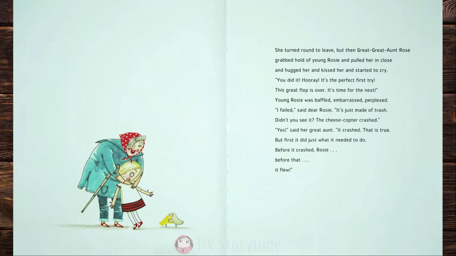She turned round to leave, but then great-great-aunt Rose grabbed hold of young Rosie and pulled her in close, and hugged her and kissed her and started to cry. "You did it! Hooray! It's the perfect first try. This great flop is over. It's time for the next." Young Rosie was baffled, embarrassed, perplexed.